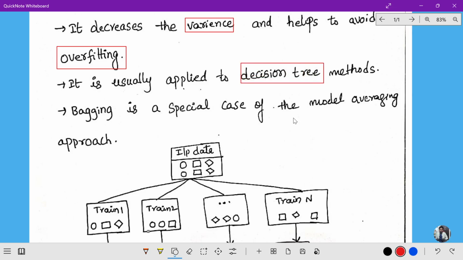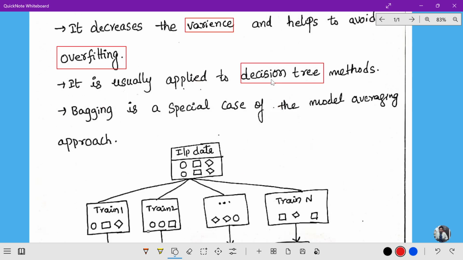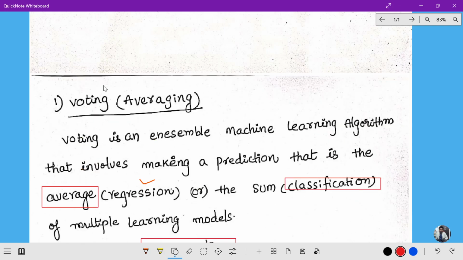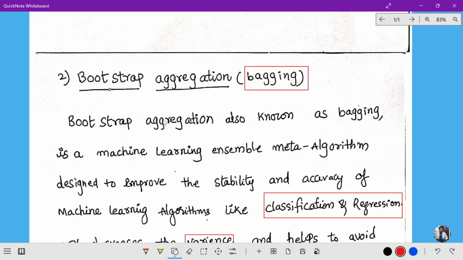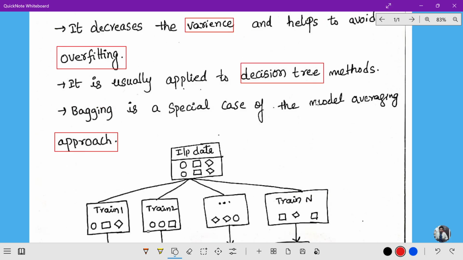Very important keyword, please note down: when you see bootstrap, the keyword is decision tree. We use it especially with decision trees. Bagging is a special case of the model averaging approach. First we talked about voting or averaging; bagging, or bootstrap, is derived from the model averaging approach.